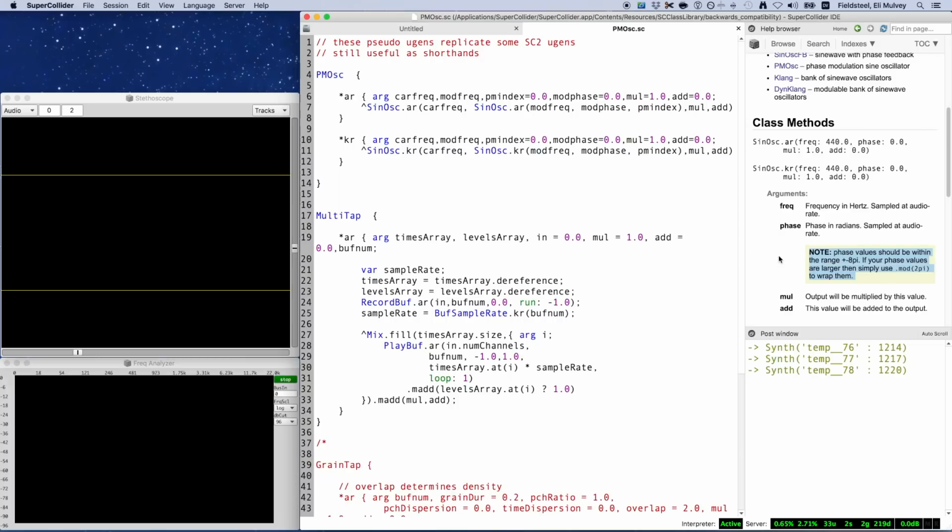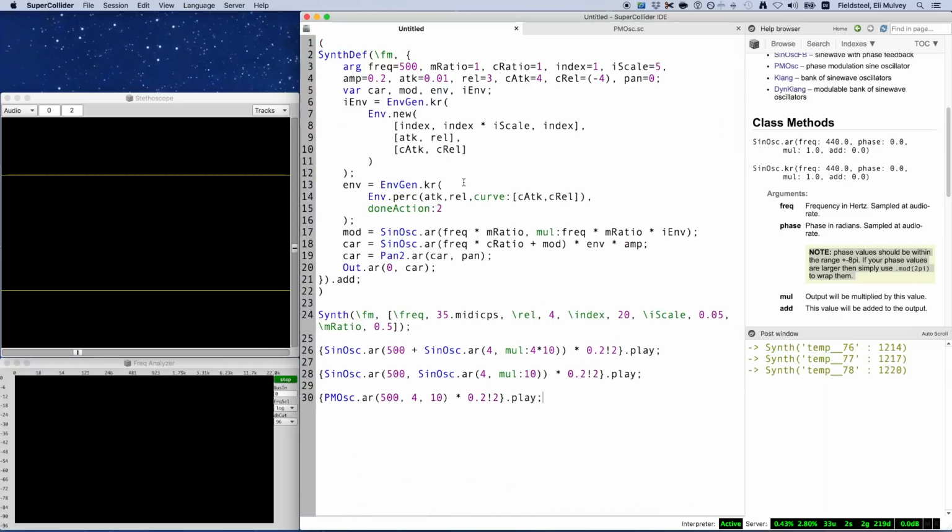But in the source code for PMOsc, there's nothing preventing you from specifying a super high value for the PM index that will cause the modulator output to exceed these boundaries. Now, if index is less than or equal to 8 pi, as it is here, it's not a problem. But if we set it higher than 8 pi, it starts to sound kind of weird.